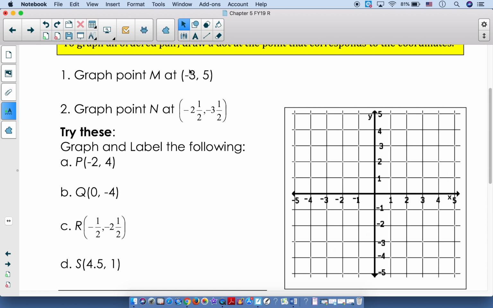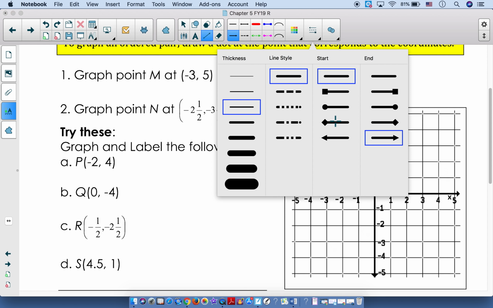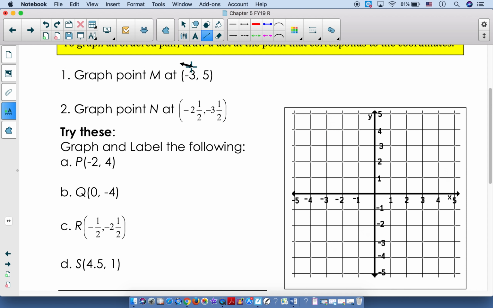Well, -3 tells me how far to go, left or right. Okay, so -3 tells me how far to go left or right, and 5 tells me how far to go up or down. The first numbers always tell us to go left or right, and the second numbers always tell us how far to go up or down. And so that's a good indicator of what we're supposed to be doing.